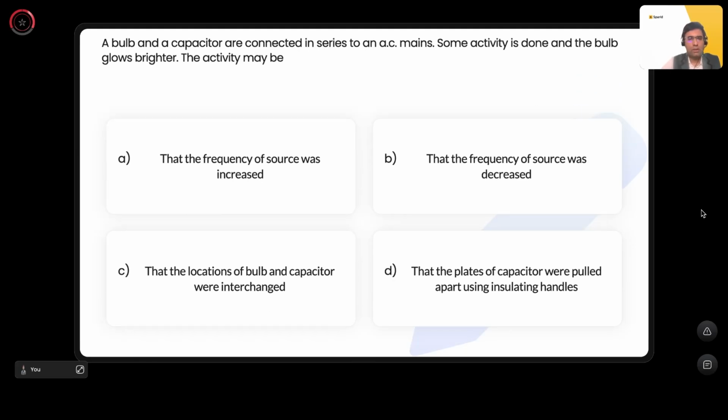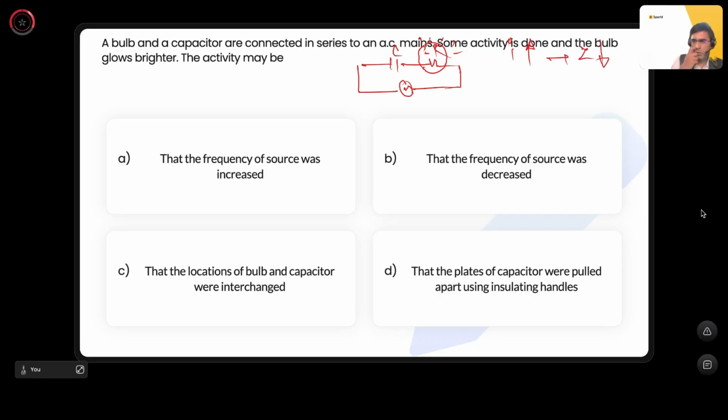A bulb and a capacitor are connected in series in an AC mains. Some activity is done and the bulb glows brighter. The activity must be what? So basically it's an RC circuit, right? And in place of this resistance, there is a bulb. So if the bulb has to glow bright, the current should increase. And if the current increases, the Z should decrease.